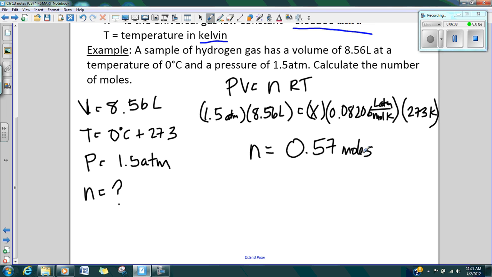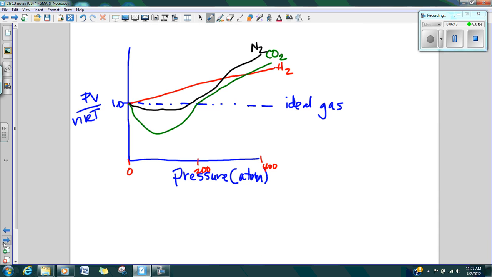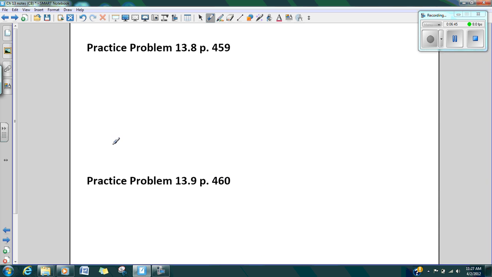Again, it's just another formula that we need to try to work with and understand gases and how they behave. So if you go ahead and do this practice problem on page 459, you should get an answer of 26 degrees Celsius. And here you should get an answer of 1.8 atmospheres.